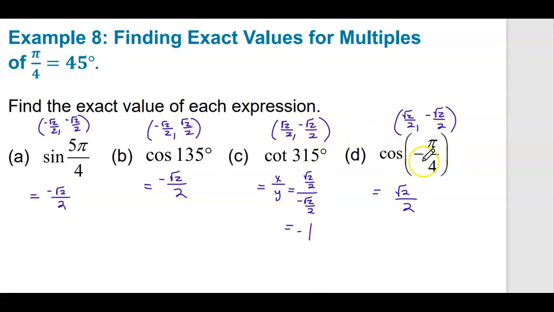And then cosine of negative pi fourths. Now, negative pi fourths, remember you're rotating this way, pi fourths units. So that's going to be the same as 7 pi fourths. So that's exactly the same as cosine of 7 pi fourths. So the coordinate that we're referencing is the same one as we did here, because that's 315 degrees. And the cosine is the x value, so that's square root of 2 over 2.